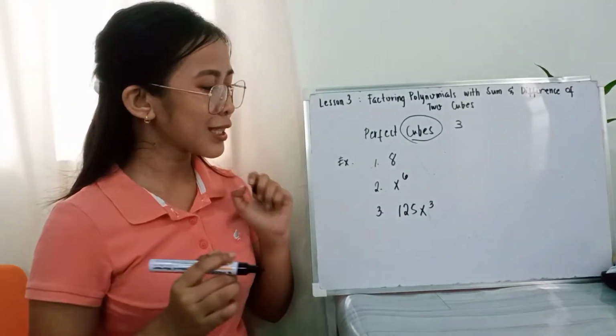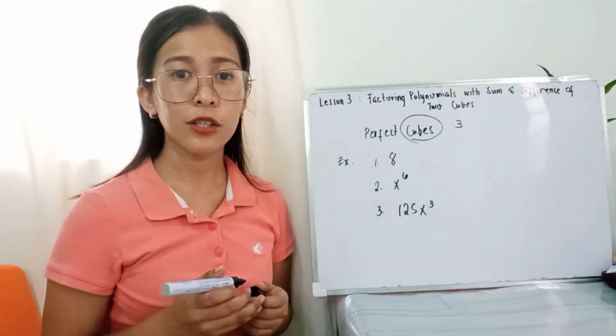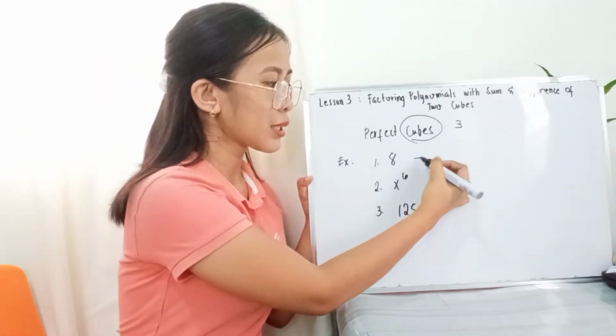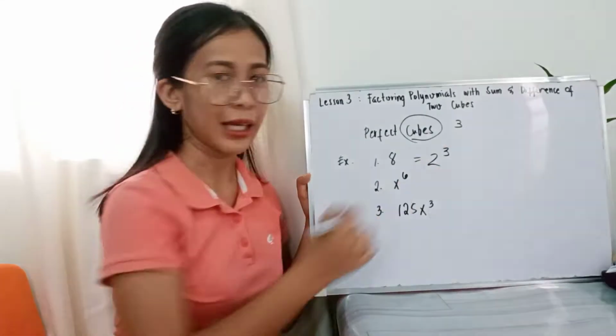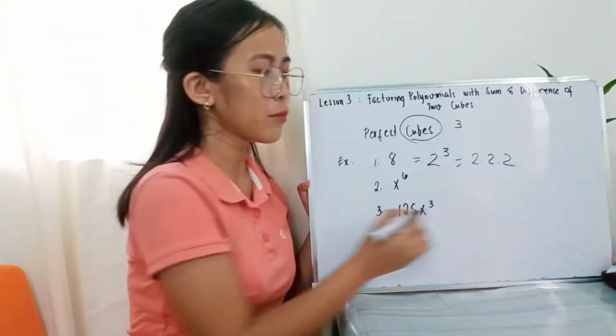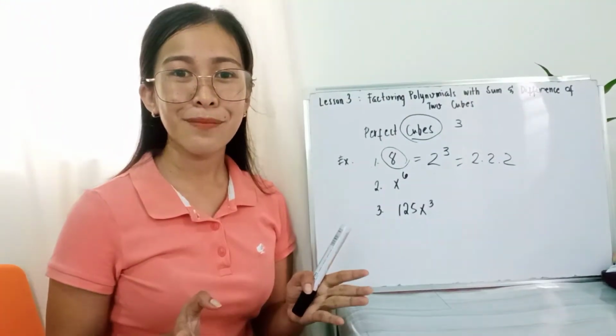Alright? So, for example, we have the number 8. 8 is a perfect cube. Why? Because we can express this as 2 raised to 3. Kasi nga, 2 times 2 times 2 is 8. Okay? So, para mas madali, no?